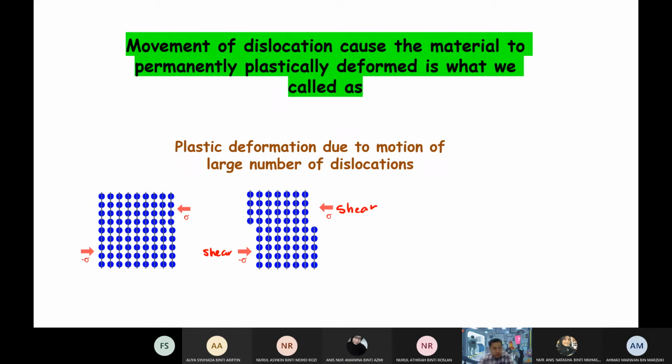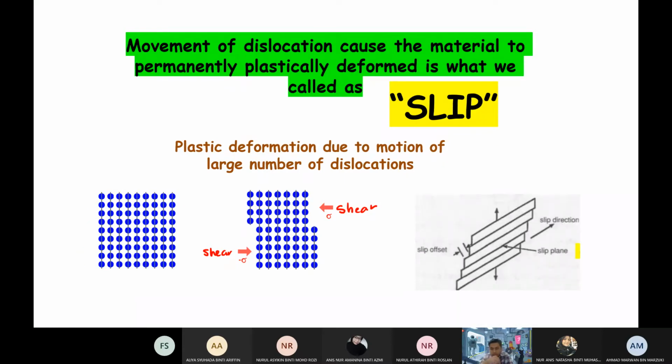Okay, I think you already know about this. Slip, if you still remember, we can define as a movement of a dislocation that causes the material to permanently or plastically deform. As the shear continues through the lattice, the plane is moved all the way through the lattice until it emerges on the other side.